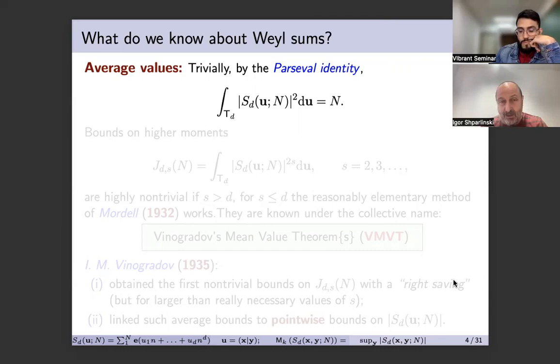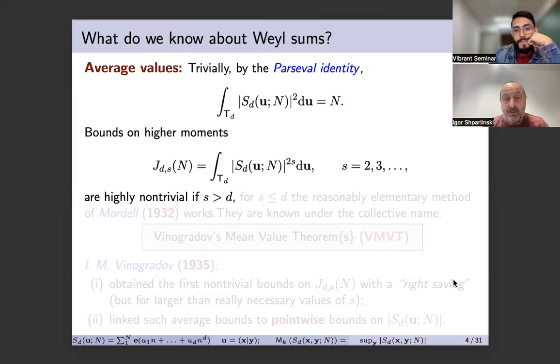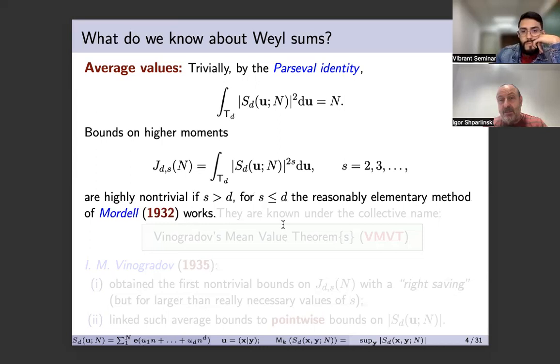So to get more information, you would like to look at higher moments. And it makes sense to look at positive moments which are actually even integers. So the moments will be of this type 2s, where s runs from 2, because s equals 1 is a trivial case. So s is 2, 3, and so on. And this game is very non-trivial, provided that s exceeds d, the degree of my polynomial, the dimension of my problem. And d is really a crucial point because if s is less than or equal to d, then there is a reasonable elementary method of Mordell, which gives you a precise value of this moment.